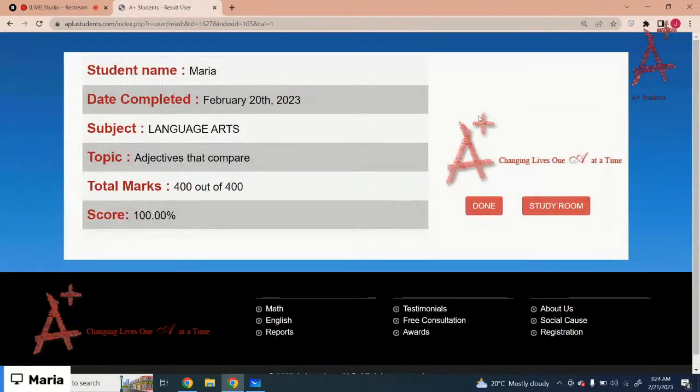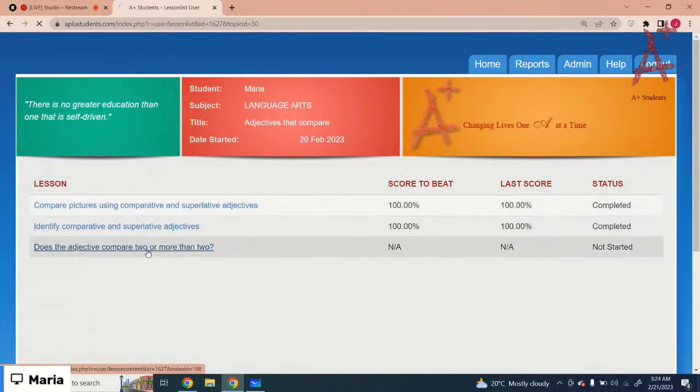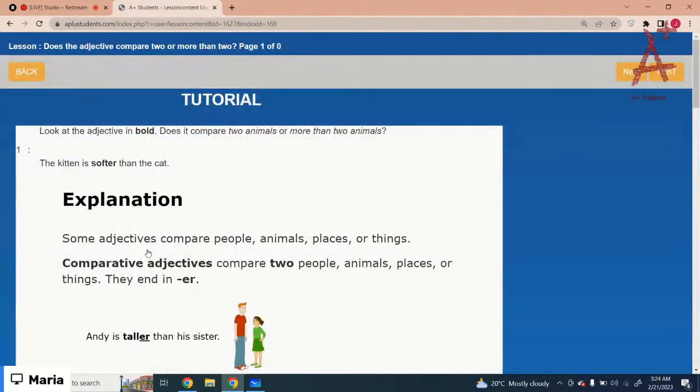Okay, we're done with the test. Let's just start with the next lesson. The next lesson is, does the adjective compare two or more than two? So you have to now see if the given adjective compares between two or more things. Comparative adjectives compare two or more things. If it is ending with er, that means that is a comparison between two persons, places, or things. If it is ending with est, that means that is a comparison between more than two persons, places, animals, or things.